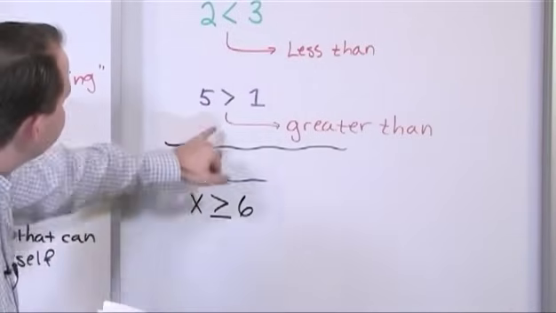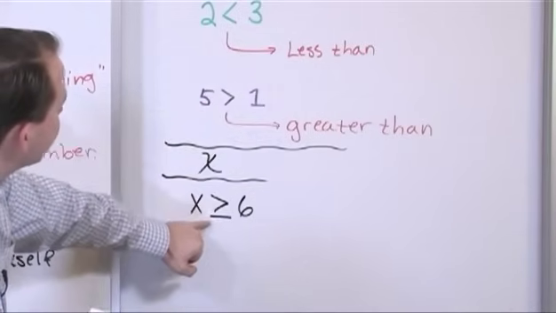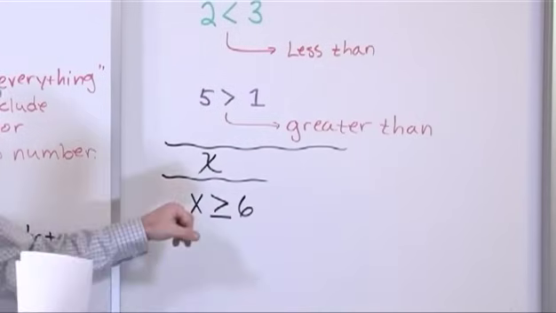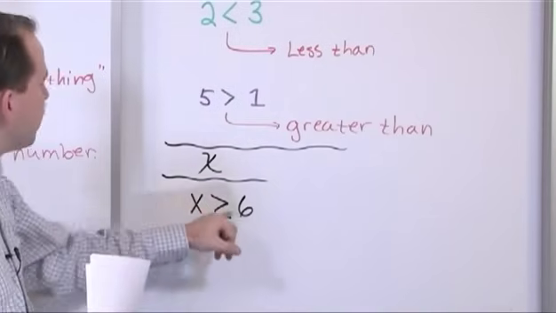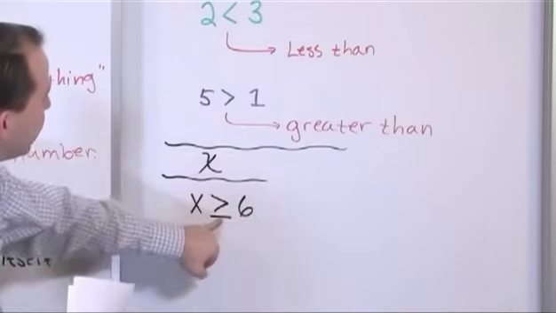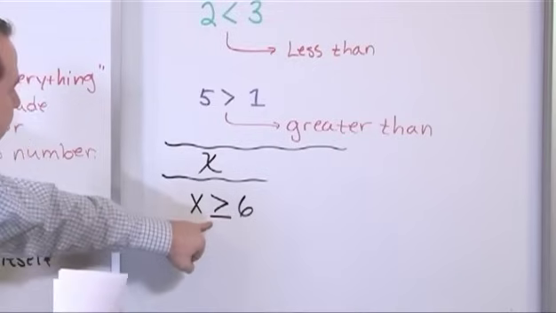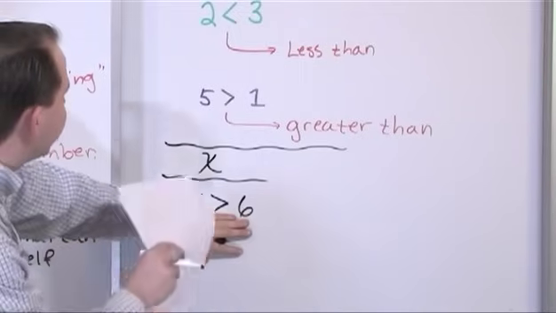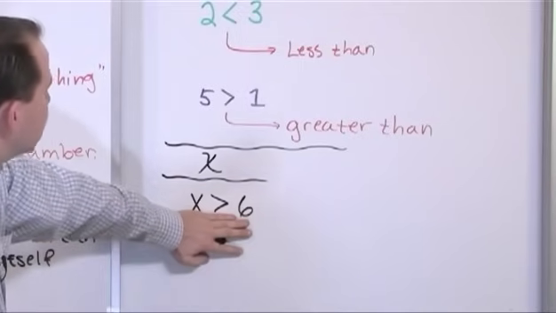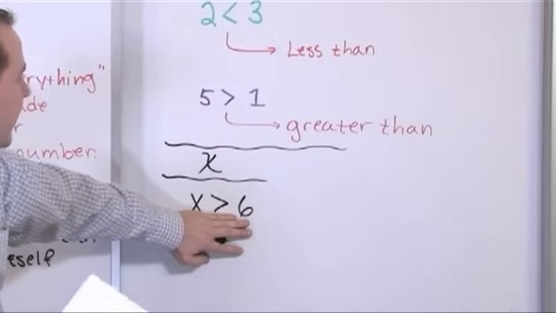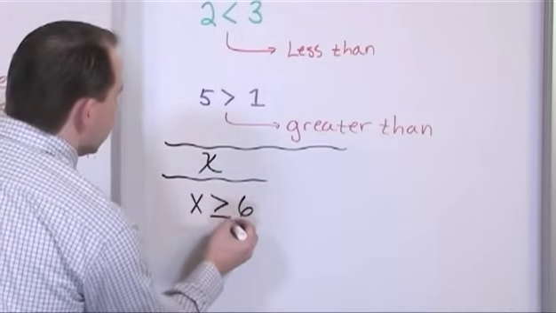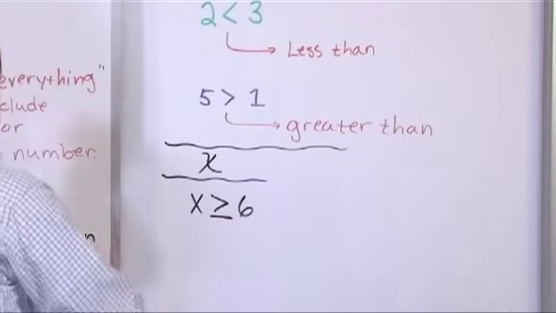Now this symbol looks very similar to this symbol, but there's a difference. This one has a line underneath it. And that line is basically telling you that whatever x is, it's got to be greater than 6, but it can also be equal to 6. That's what the line under there means. If there's no line, then it's just x is greater than 6. So 7, 8, 9, 10, 11, 12, and so on. That's what x could be. But if you make it greater than or equal to 6, then x can be everything including 6.